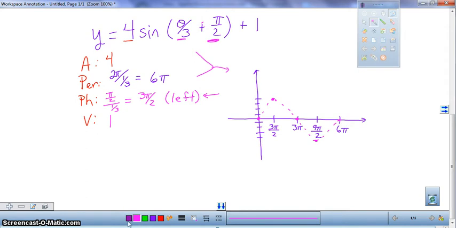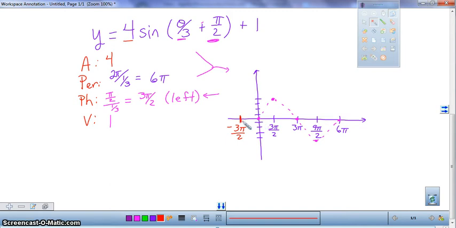Now, I need to add my phase shift and my vertical shift. Well, my phase shift says 3 pi over 2 to the left. Once again, this is awesome because I already have 3 pi over 2 on my scale. I don't have to approximate. So 3 pi over 2 to the left would just be one spot here, negative 3 pi over 2, because that's my first quarter mark. So I'm going to move everything over one spot to the left, one mark, one coordinate.